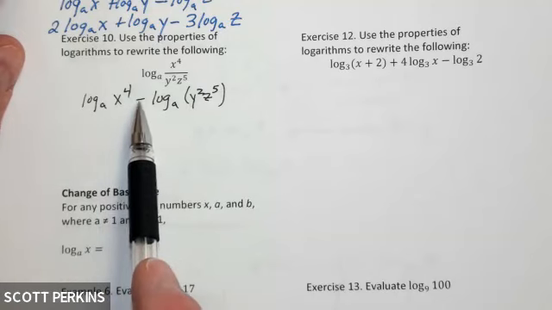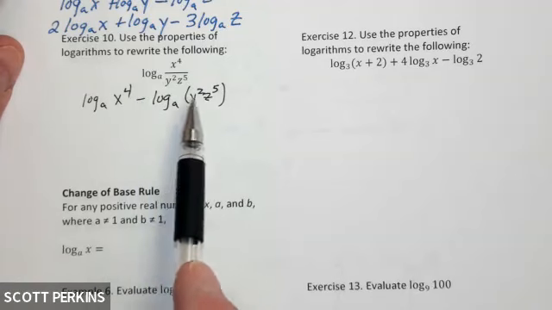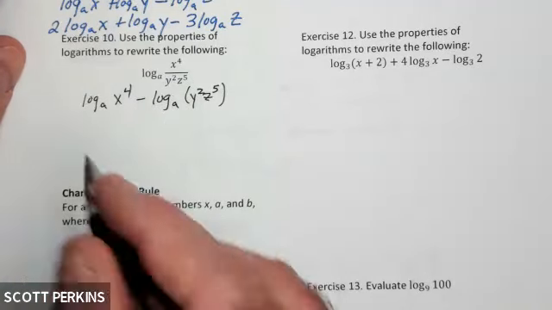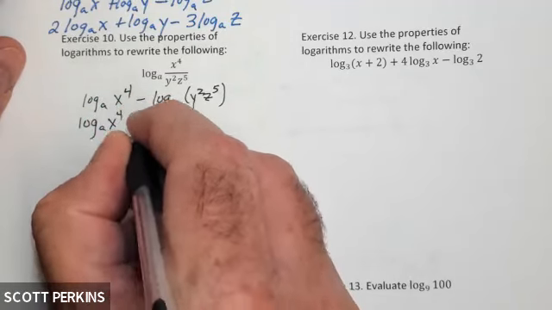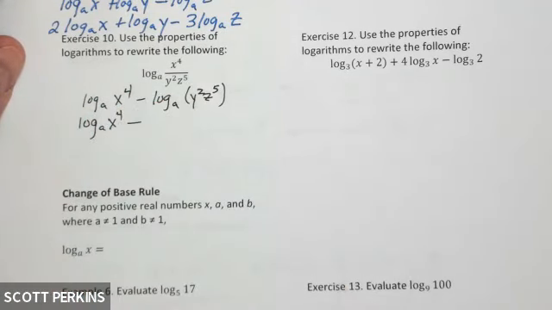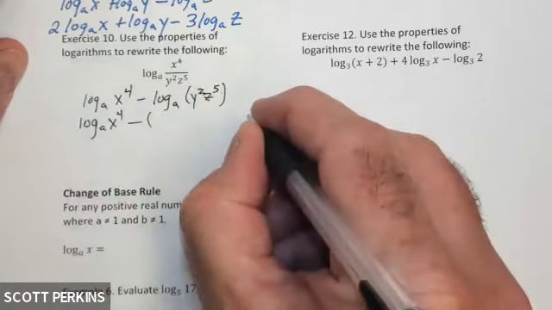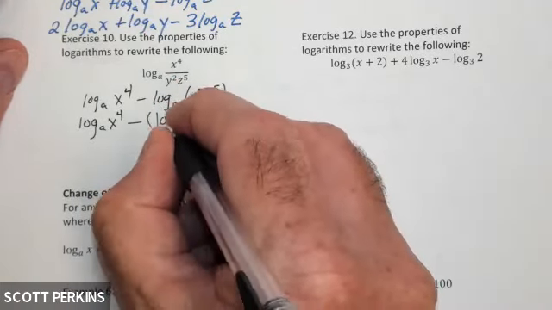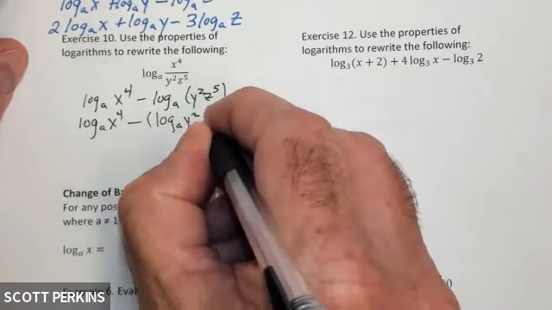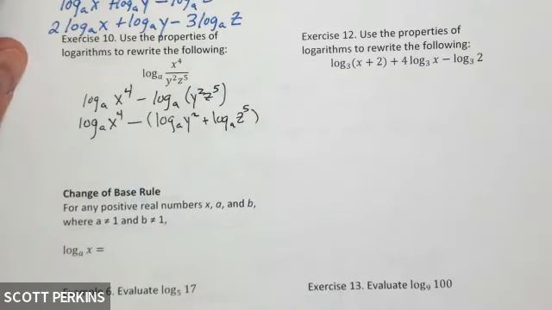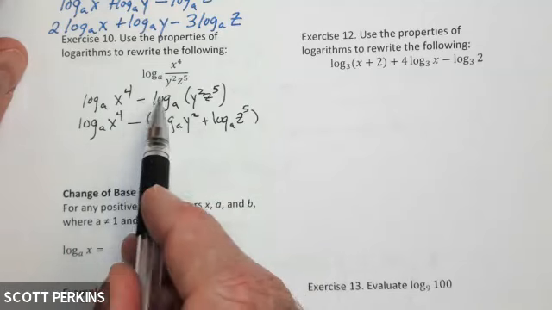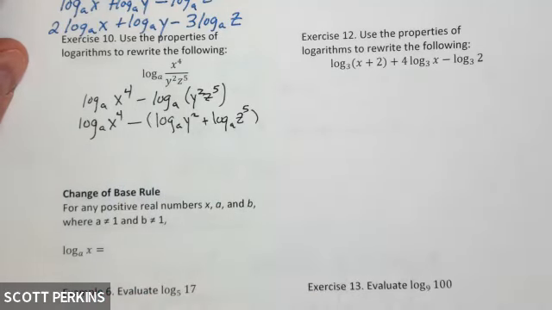Don't forget that you have to always distribute. I'm subtracting everything that comes next. So when I do this product rule, I've got log base a of x to the 4th minus. Now I'm going to break this logarithm into two things. So I'm going to put some parentheses, and I've got log base a of y squared plus log base a of z to the 5th. Now, if you didn't need the parentheses and you knew that you were going to have to apply this minus sign to both these terms, that's fine. I have no problem with that.